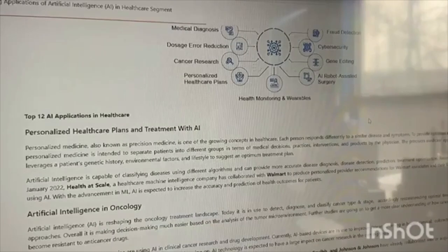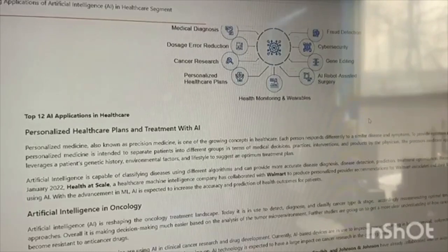Well, okay, sounds good so far, right? Artificial intelligence is capable of classifying diseases using different algorithms and can provide more accurate disease diagnoses, disease detection, prediction, treatment optimization. Recently, in January 2022, Health at Scale, a healthcare machine intelligence company, has collaborated with Walmart to produce personalized provider recommendations for Walmart associates and their family using AI. With the advancement in machine learning, AI is expected to increase the accuracy and prediction of health outcomes for patients.